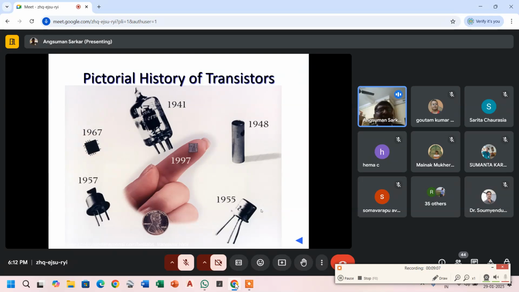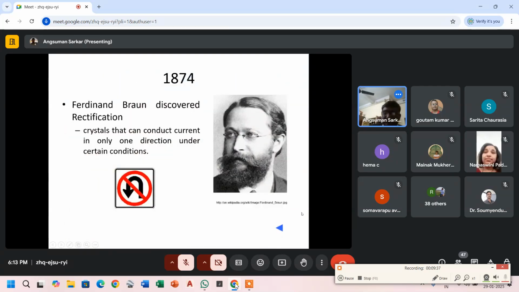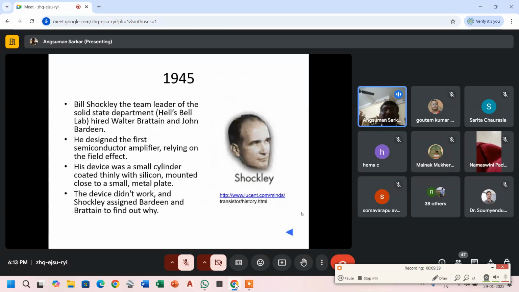In 1941, you can see the vacuum tube. In 1948, you can see the point contact. In 1955, you can see the transistor in a tin coated package. And in 1957, it's another transistor. In 1967, you see the IC has come, and 1997, so many transistors were put in a single chip. Okay, so this has been already discussed.